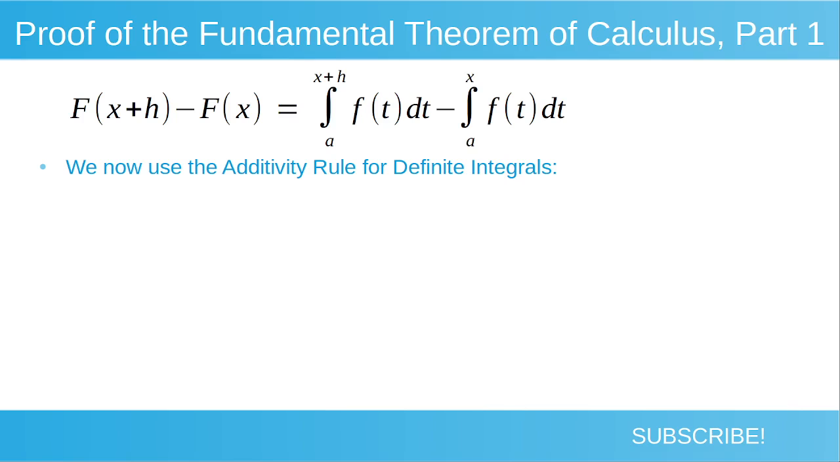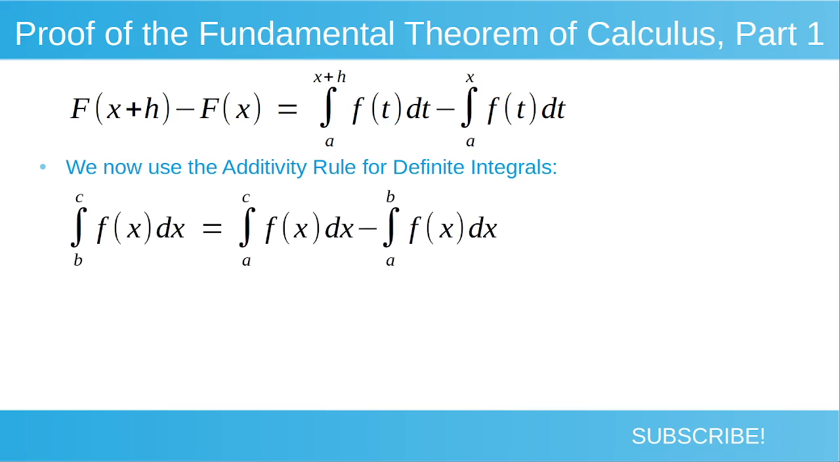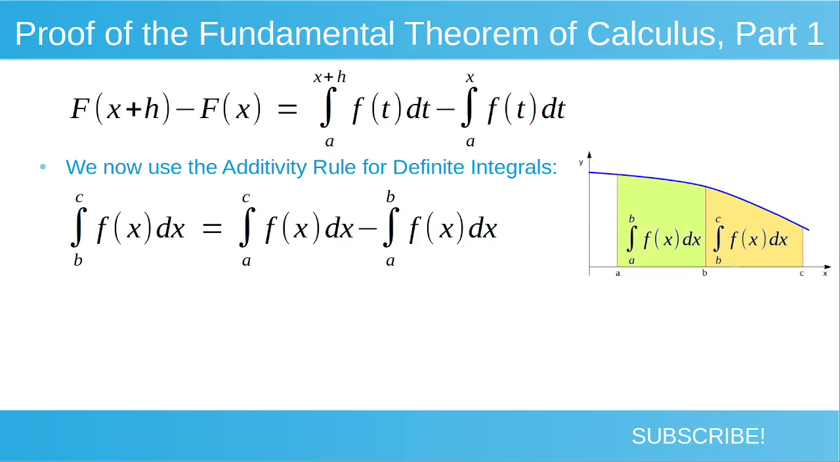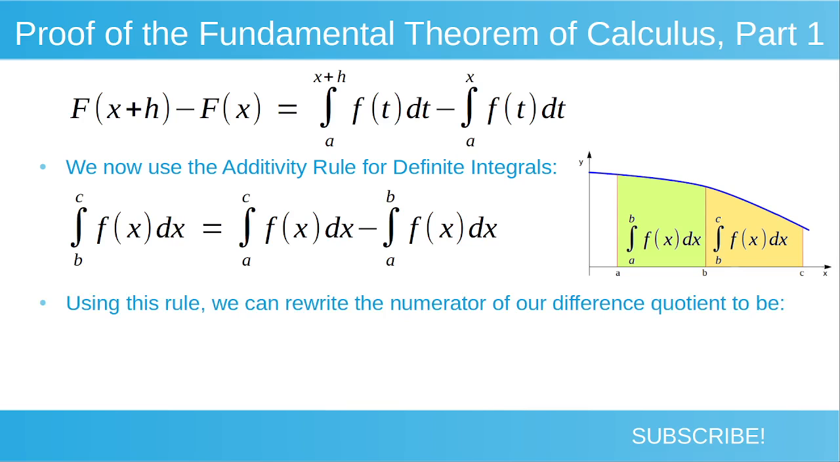We now use the additivity rule for definite integrals. This is the rule which we described and explained earlier in this video using this plot here on the right hand side of the screen. When we apply this rule to the equation at the top of the screen, we can rewrite the numerator of our difference quotient: capital F of x plus h minus capital F of x is equal to the integral from x to x plus h of f of t dt.